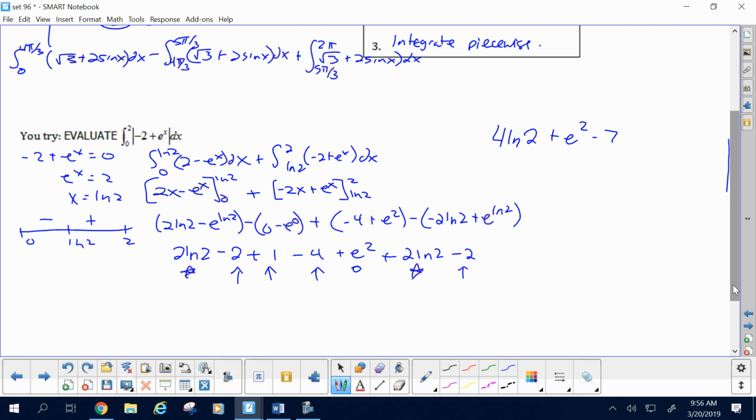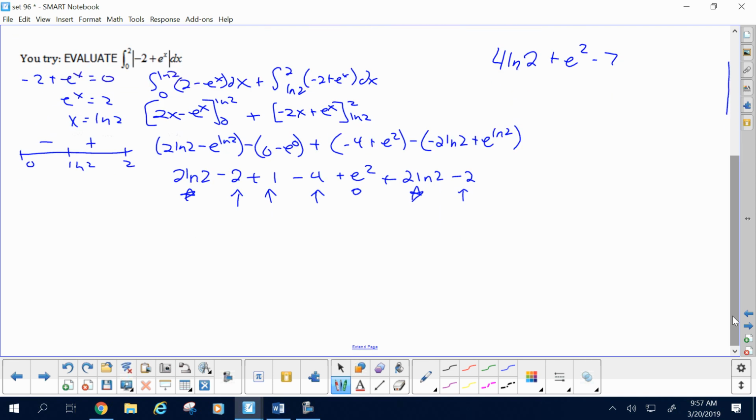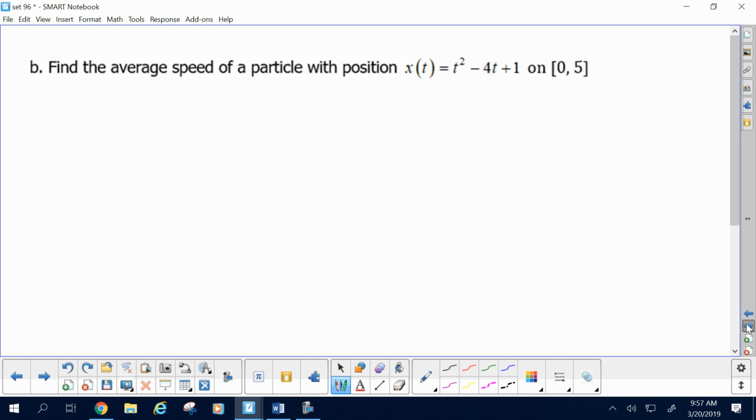All right, do we agree with 4 log of 2 plus c squared minus 7? Okay, what's another multiple choice using log rules you could see on the AP test? Log of 16 might be a possibility. Okay? All right, last but not least, this is both review of this idea and review for the test. Would you find the average speed without a calculator on 0 to 5?